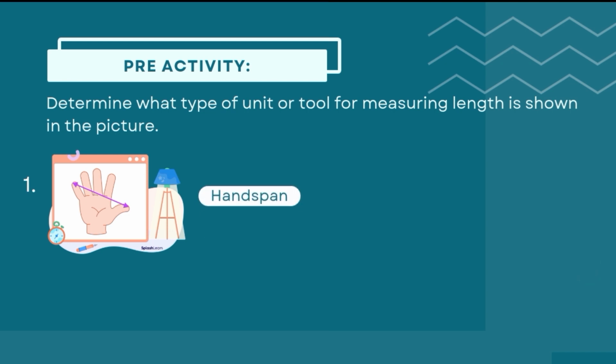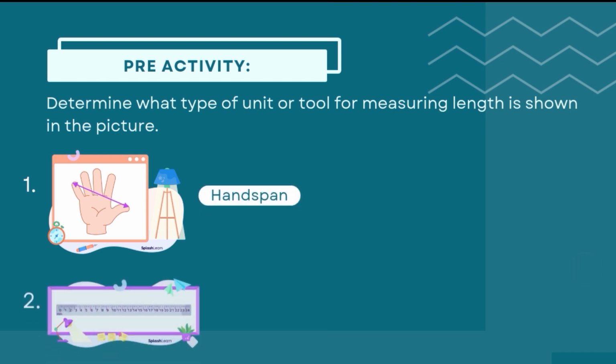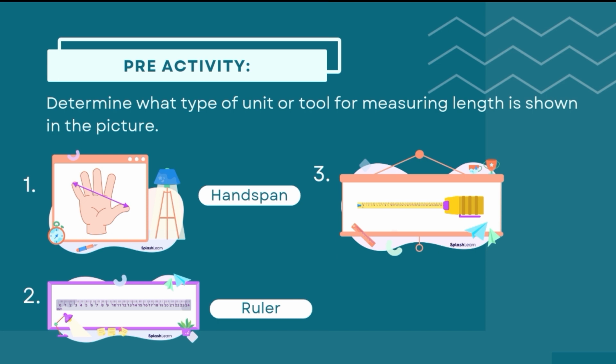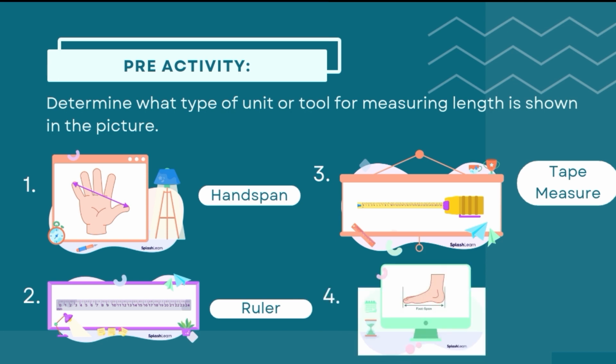So it is a handspan. The second one, it is a ruler. The third, so we have here a tape measure. And lastly, this is a foot span.